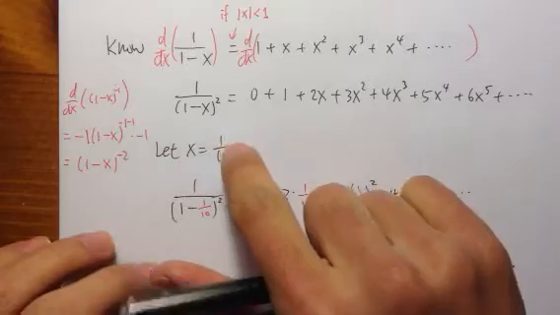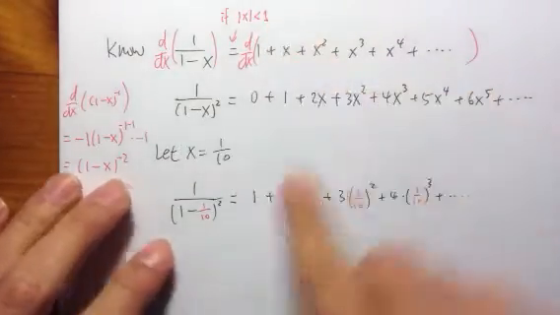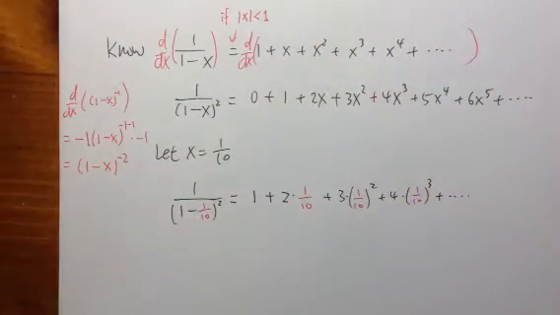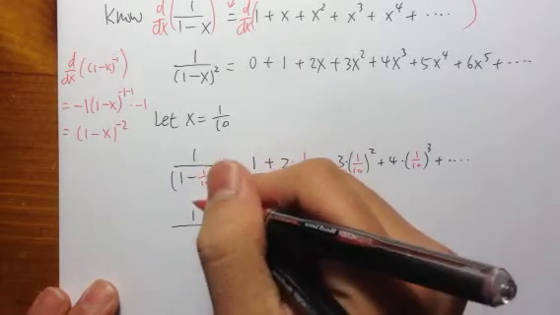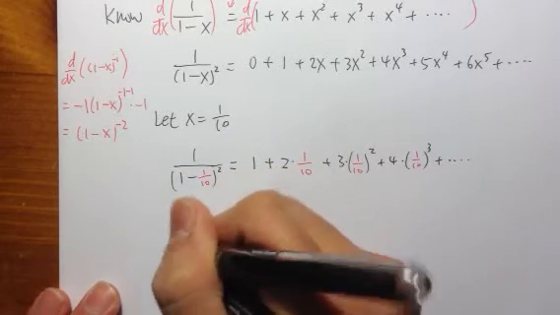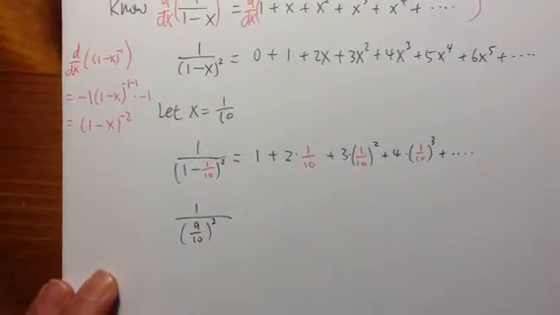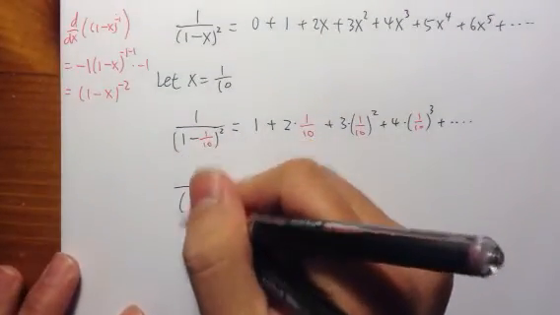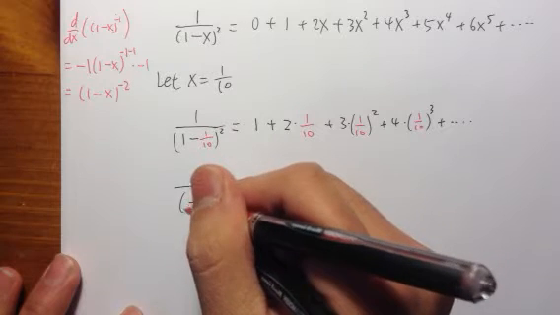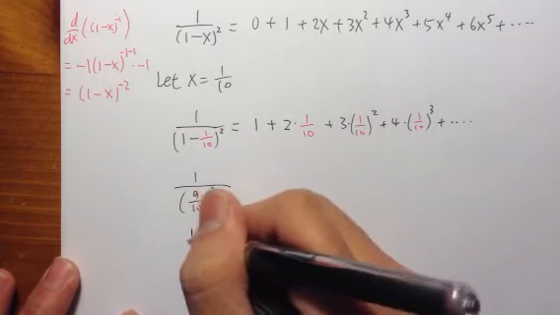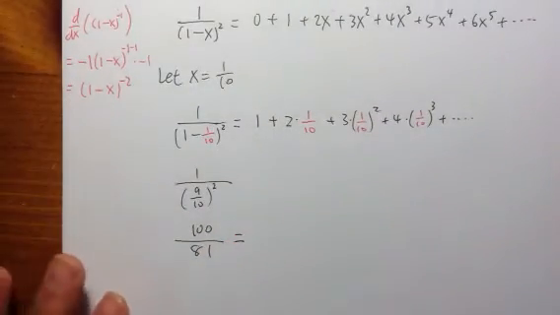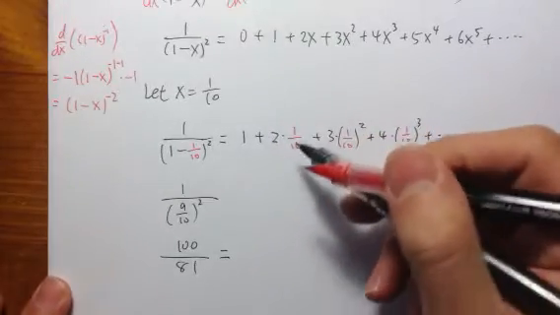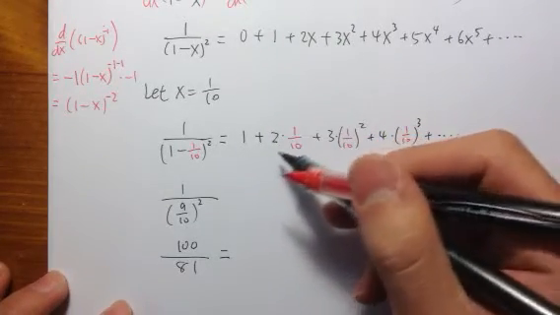Okay, notice that 1 over 10 is indeed less than 1, so that's why this will equal to that. So let's do some calculation. On the left hand side, on the top is 1, and then 1 minus 1 over 10 is 9 over 10, and then parentheses square. And what we can do is, this is 1 over 81 over 100, so altogether you get 100 on the top over 81. That's equal to 1 plus 2 times 1 over 10, which is 2/10.